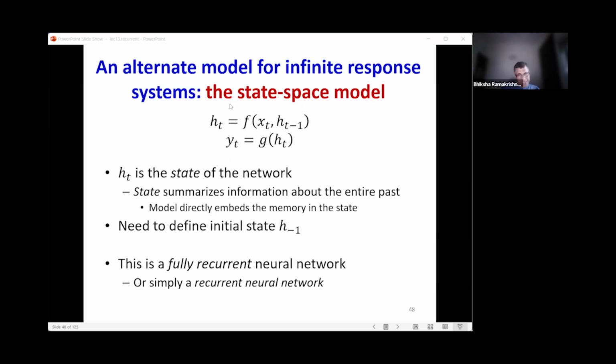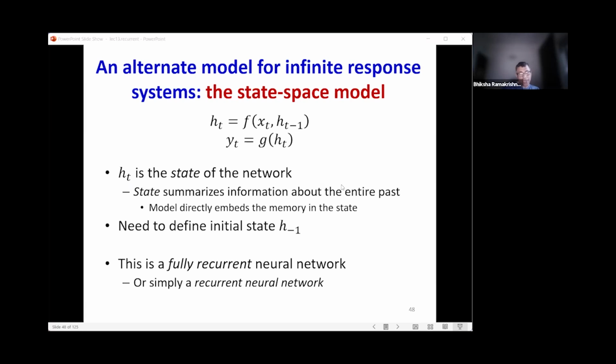In this model, there's a hidden state which is recurrently computed based on the current inputs and the hidden state at the previous time. And the output is computed only based on the hidden state. So h_t is the state of the network. It summarizes information about the entire past. So the model directly embeds the memory in the state. Of course, for this to work, in order to be able to compute h_0, you need to have an initial state h_{-1}, which you can think of as a parameter of the network.